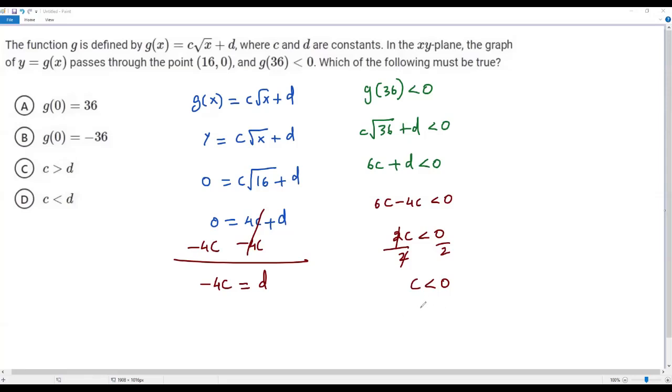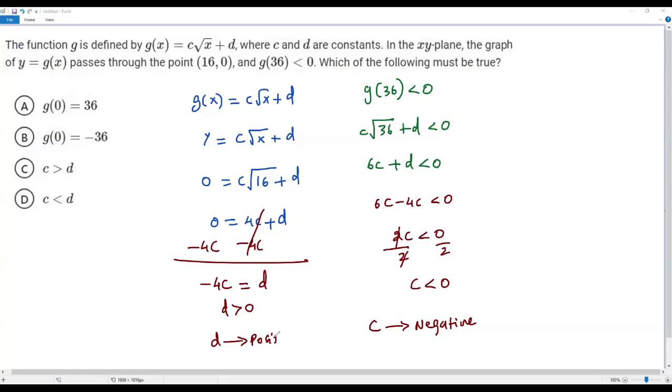Now I've got an inequality for c, that is c is less than 0. When c is less than 0, we can understand that c is a negative value. Now let's understand the value of d. We already know that c is a negative value. When I plug in a negative value for c over here, there is already a negative value multiplied, that is negative 4 multiplied by c. So when negative 4 is multiplied by a negative value, negative times negative becomes positive. So d has to be greater than 0. That means d has to be positive.